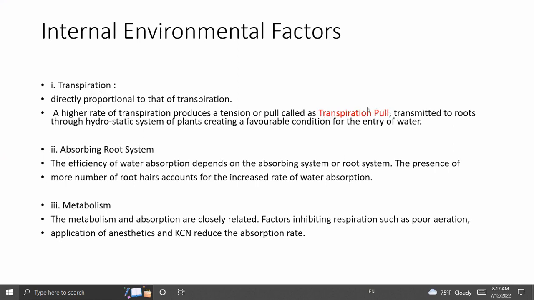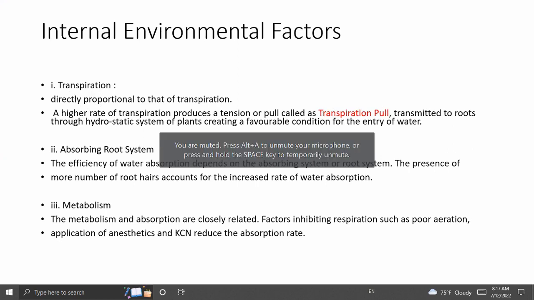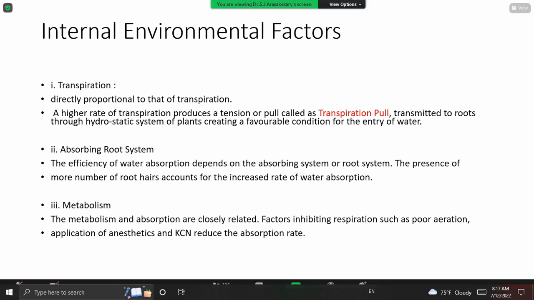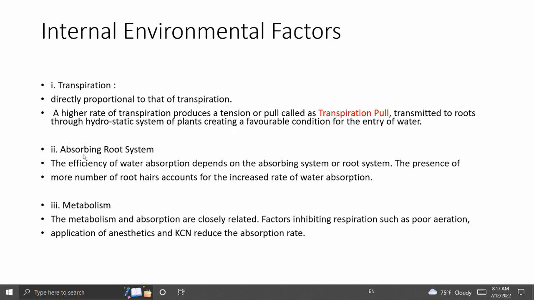There is an energy generated in the xylem vessel by transpiration, like a straw. Then it will go up. The absorbing root system takes water very quickly. Example, the rice. Rice has a very good absorbing root system. Then metabolism. If the metabolism rate is high, water absorption is high.